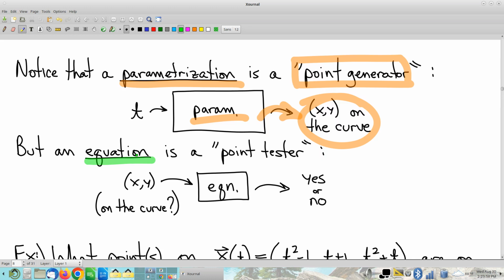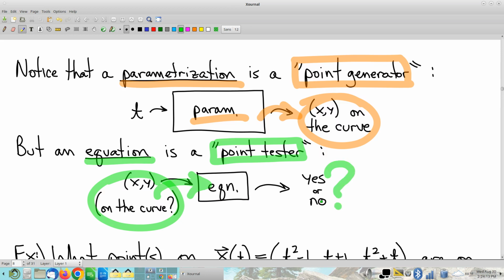An equation is a point tester. If you come to me with a point and say, hey, is this point on the curve? An equation is something that I plug into, and either the equation works or it doesn't. If the equation works, then yes, it's on the curve. If the equation doesn't work, then no, it's not on the curve. It doesn't satisfy the equation. So does everybody see the difference here? Generating points and testing points are very different ways to go about describing a curve.